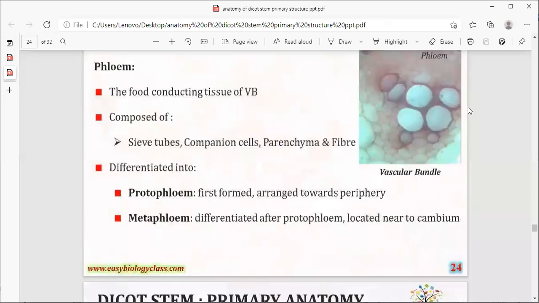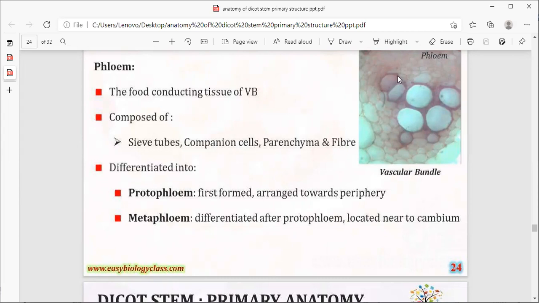Next, phloem tissue. It is composed of sieve tubes, companion cells, parenchymatous cells, and fibers. There are also two types of phloem here, protophloem and metaphloem. Same as before, the earlier, smallest cells before maturity are called the proto, and the mature ones the meta.